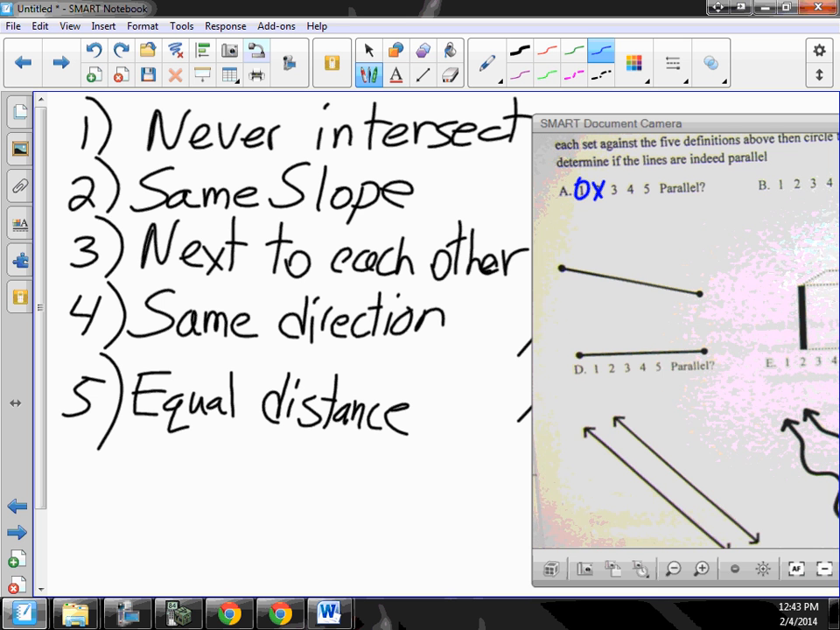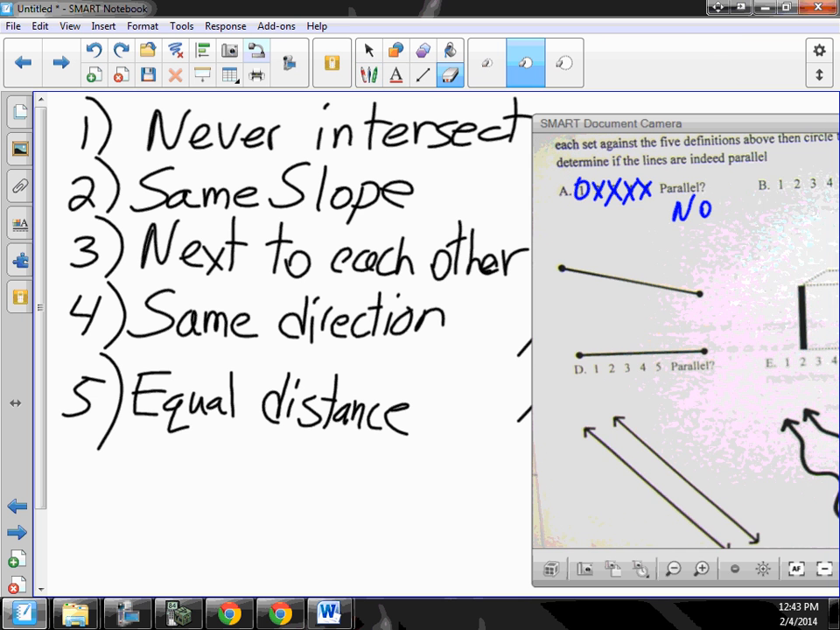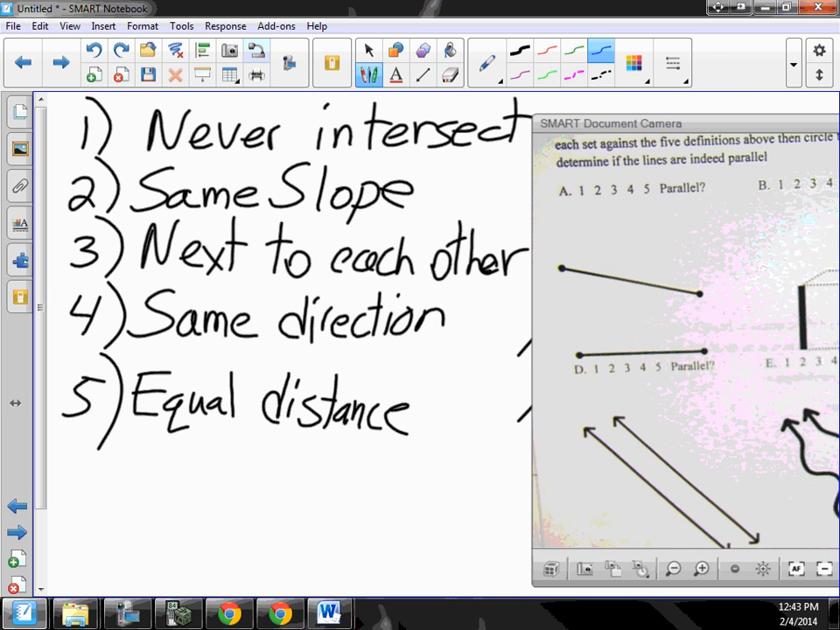A. No. Okay, he said no. So, do they travel in the same direction? No. Are they equal distance? No. Are those lines in fact parallel? No. So, we automatically have a problem. Our definition number 1 has an issue. Okay? So, that's what we're going to do on all of these.